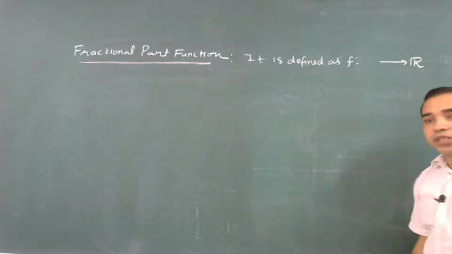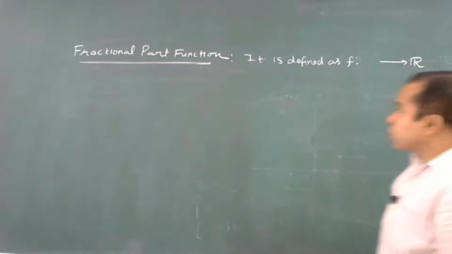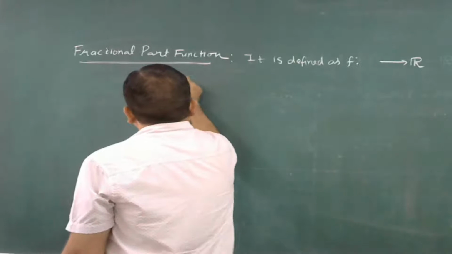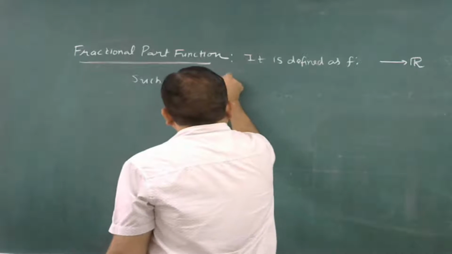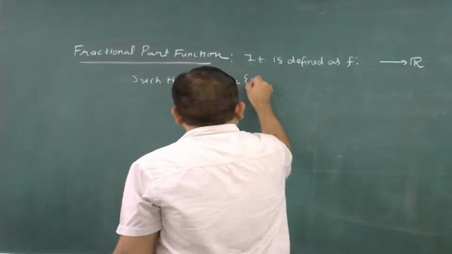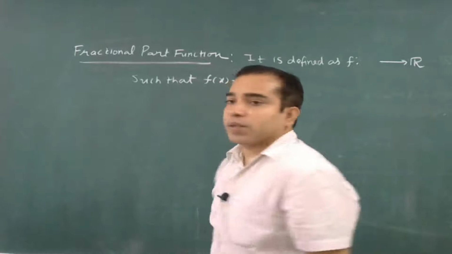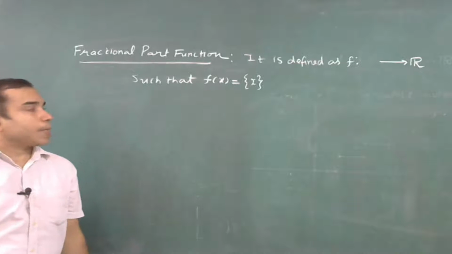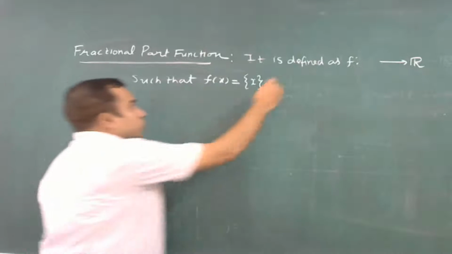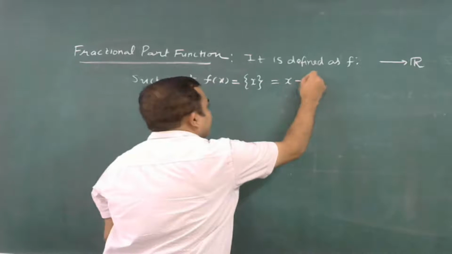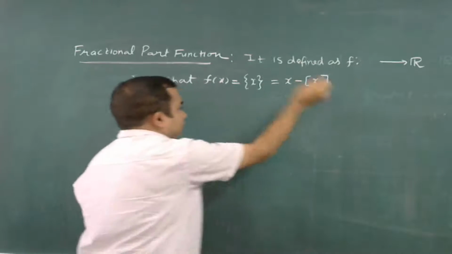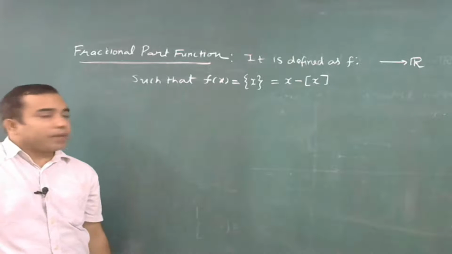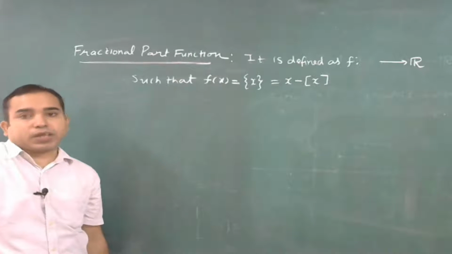सिर्फ रियल वैल्यूड फंक्शंस के ही बारे में हम बात कर रहे हैं. Such that f(x) equal to fractional part of x. Okay, f(x) equal to fractional part of x equal to, this is given by x minus greatest integer x. This is the definition of fractional part of x. x minus greatest integer x.